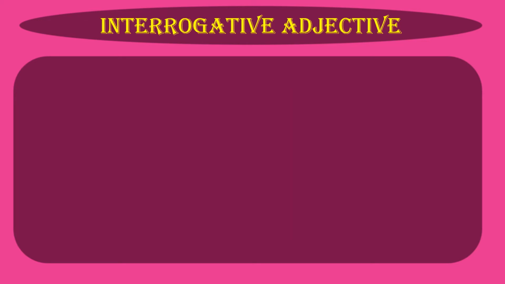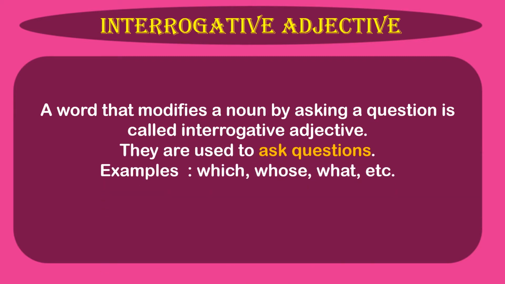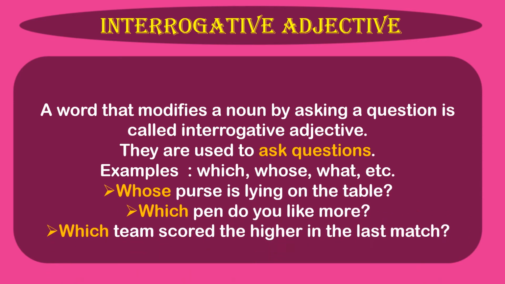Next is the interrogative adjective. As the name suggests, it is related to questions, interrogation. A word that modifies a noun by asking a question is called an interrogative adjective. It asks a question to us. Examples are which, whose, what, etc. So these are WH words. Here you can see the example: Whose purse is lying on the table? It is asking a question about whose purse is lying on the table.